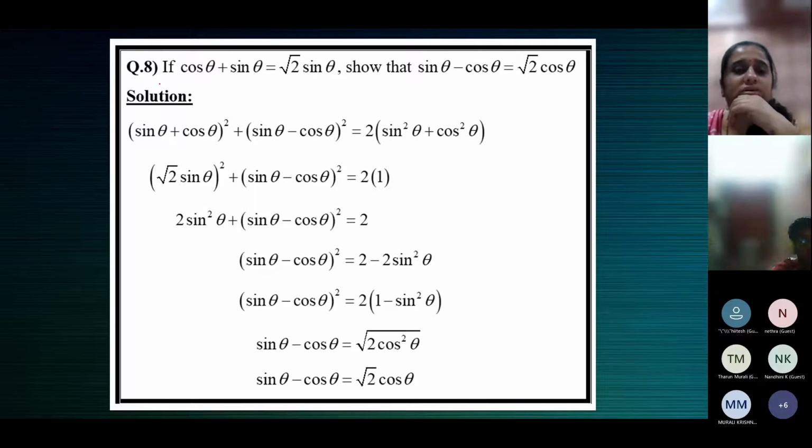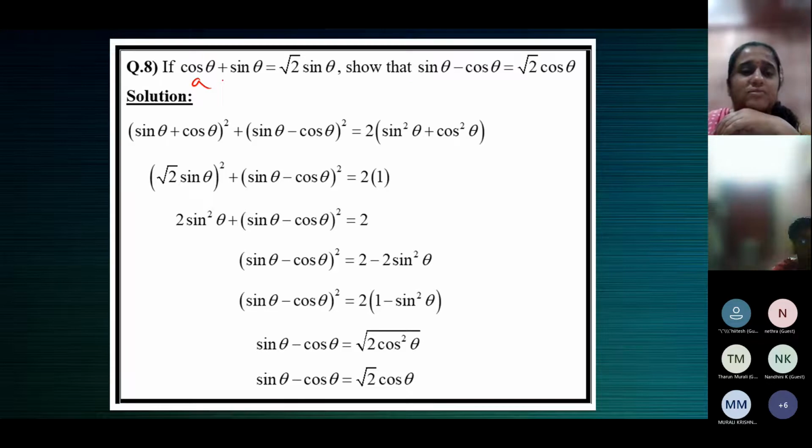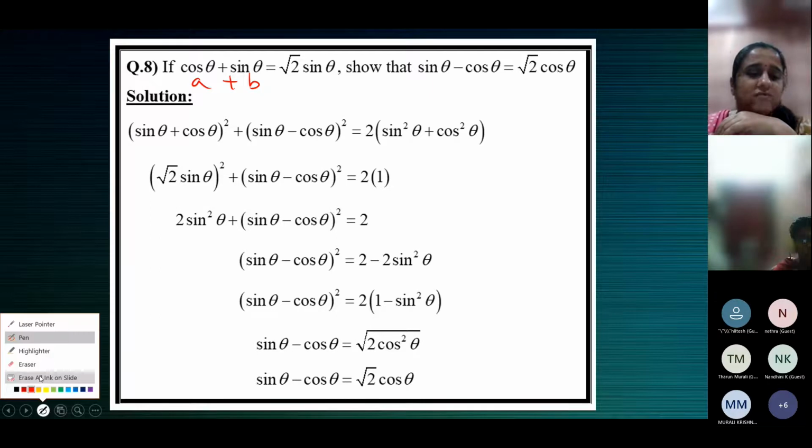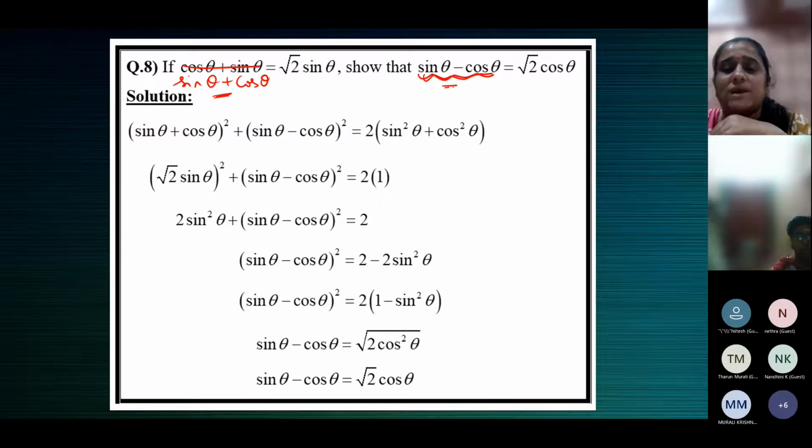Okay, so here if cos theta plus sin theta is equal to root 2 sin theta, show that sin theta minus cos theta is equal to root 2 cos theta. So I was telling you that here you can see something like a plus b, cos theta plus sin theta. Since we have to find sin theta minus cos theta, you treat this as sin theta plus cos theta. It's the same, no? So you're given sin theta plus cos theta, and you have to find sin theta minus cos theta.